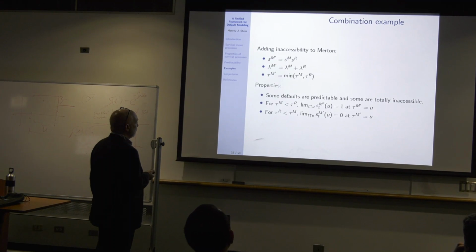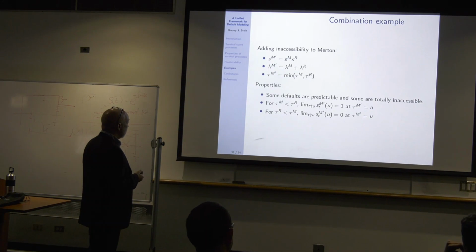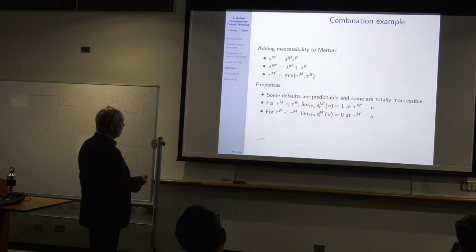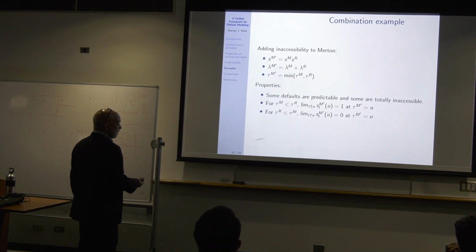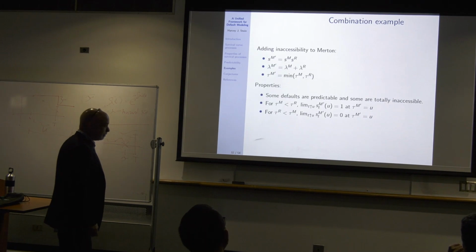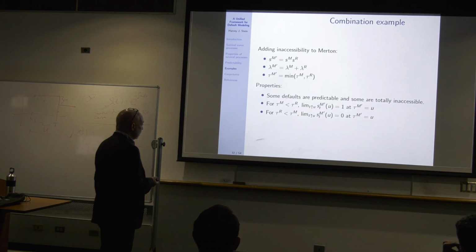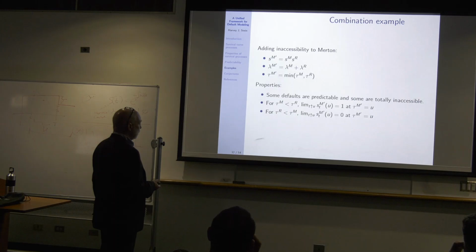Then we can combine things. Let's add inaccessibility to Merton. We have those two survival processes, we're just going to multiply them. Multiplying the survival processes is adding the hazard rates. The stopping time becomes the min of the two. Now some defaults are predictable and some are totally inaccessible. And you get these funny limits. For the times when Merton stops before the reduced form model, the limit is equal to 1.